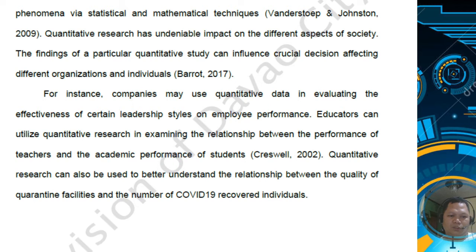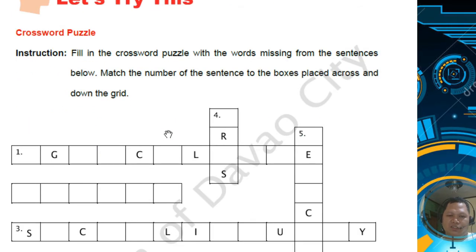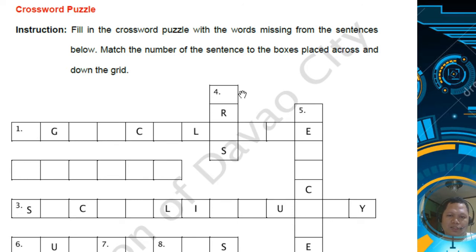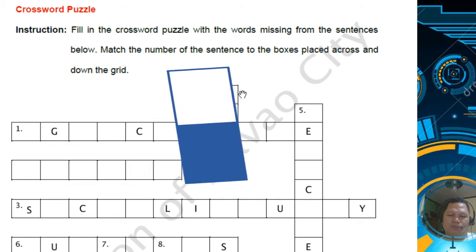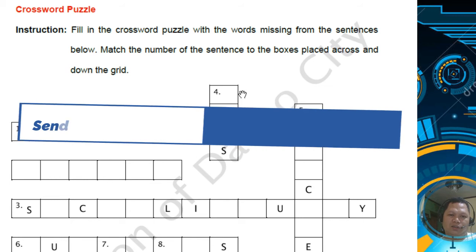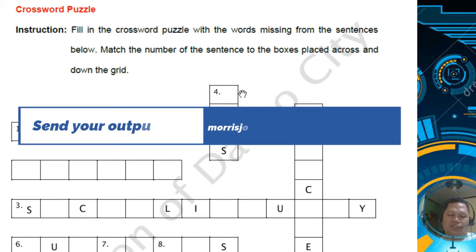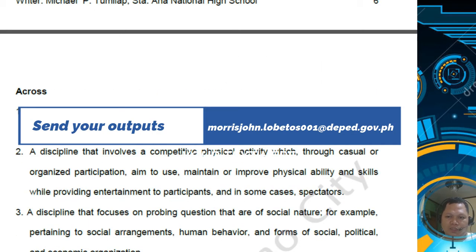Let's now try this. I want you to answer this crossword puzzle. Fill in the crossword puzzle with the words missing from the sentences below. Match the number of the sentences to the boxes placed across and down the grid. Again, you just copy this in Microsoft Word, or you can draw this on your paper or bond paper. Then you just send a photo to me by email. The questions for these exercises are at the bottom of page 7.